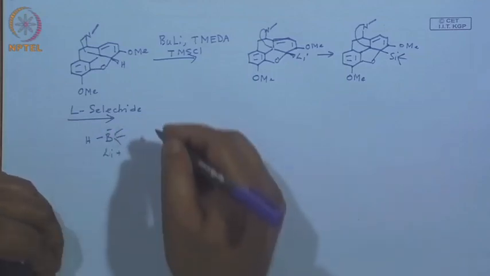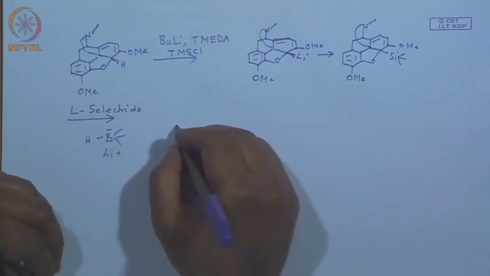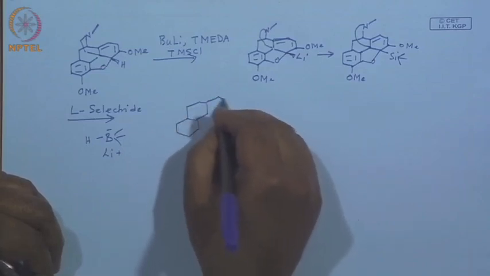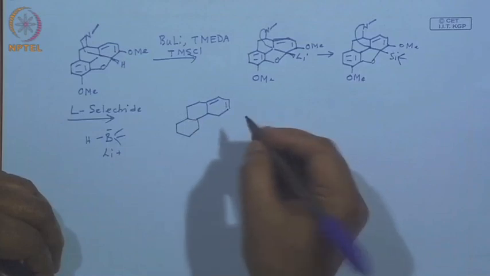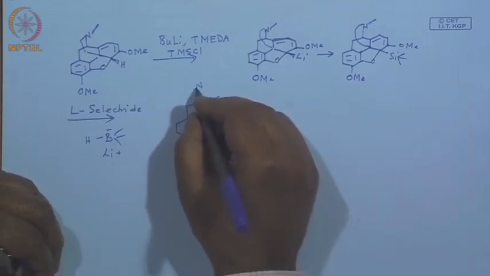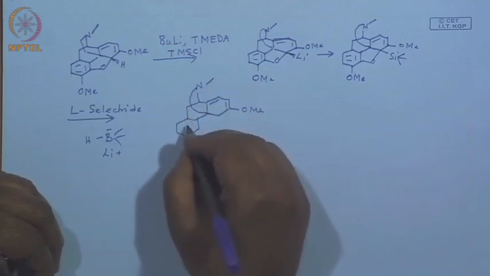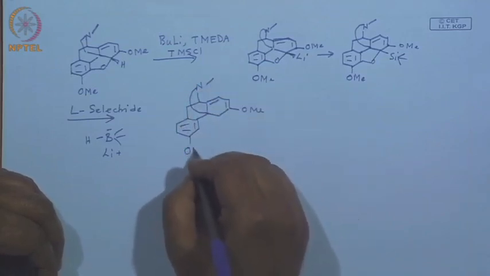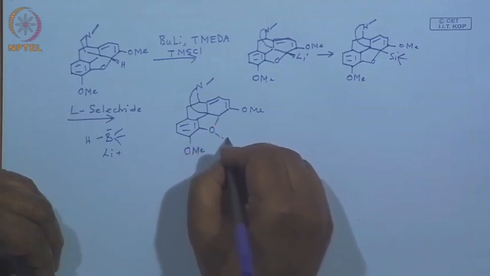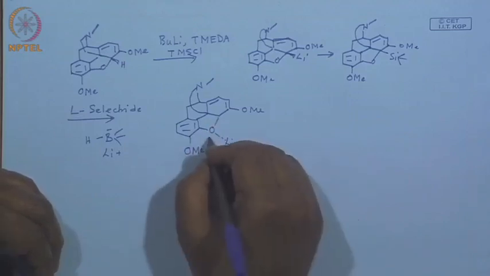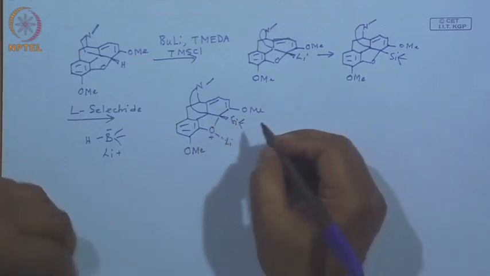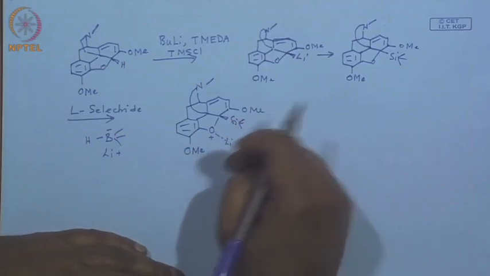So what happens on treatment with this reagent, this oxygen of furan undergoes coordination. So you have this basic skeleton, whatever it is, then you have this nitrogen, and this bridge, N-methyl group, these things, and this left-hand portion remains as it is, oxygen, and then lithium gets coordinated here, and you have the trimethylsilyl group. Okay.